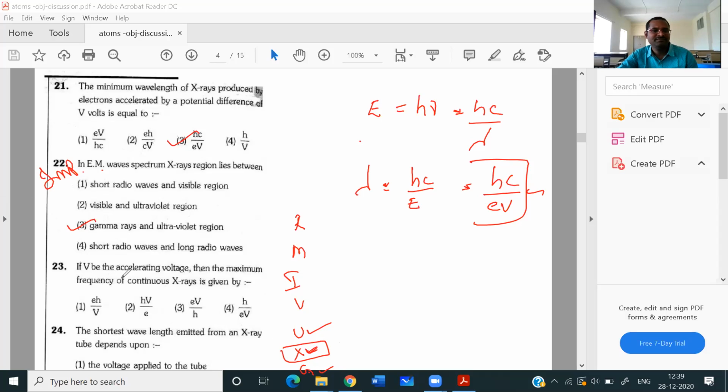Next, if V is the accelerating voltage, then maximum frequency of continuous X-ray spectrum. Here I only see maximum frequency. We can write frequency nu is equal to E by h, that is nothing but eV by h. Yes, option 4 is there. Option 4 is the right answer. Are you understanding? These are formula based questions. You need to remember all these.